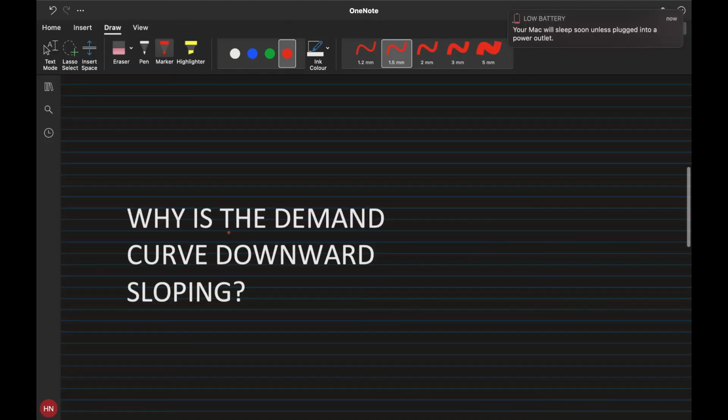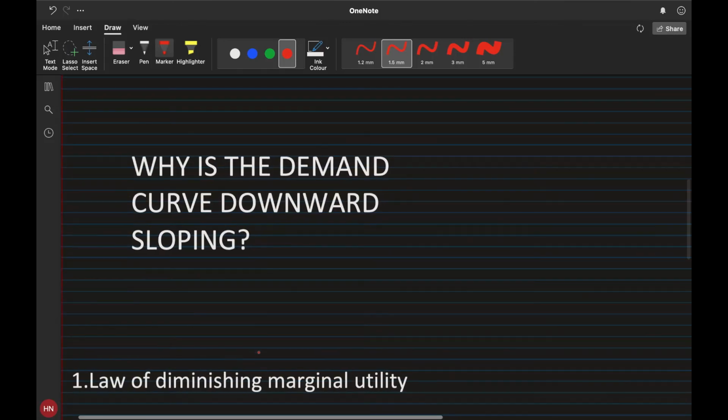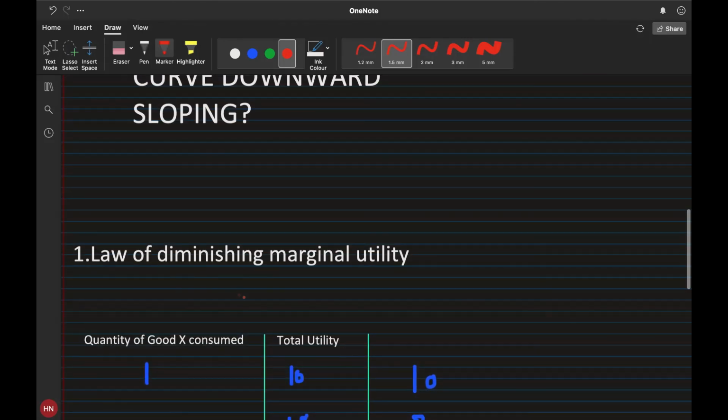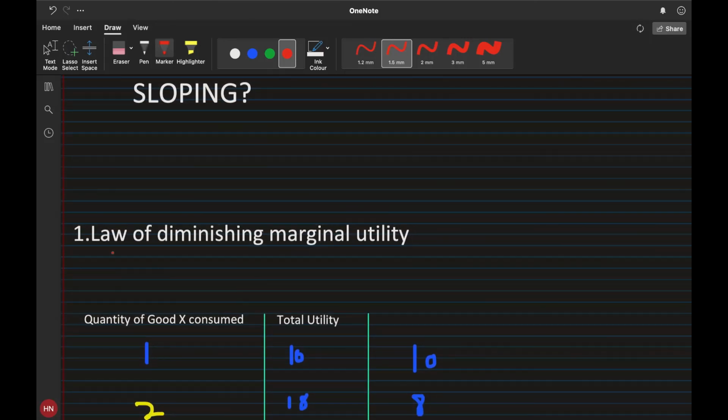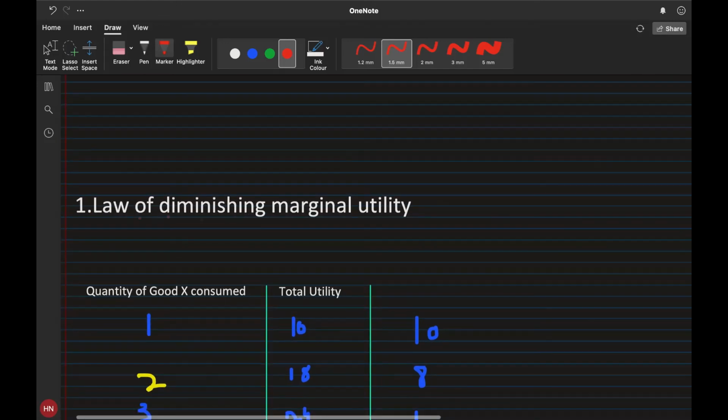So why is the demand curve downward sloping? For this, there are two different reasons. The first reason is a theory known as the law of diminishing marginal utility, which we'll discuss right now.